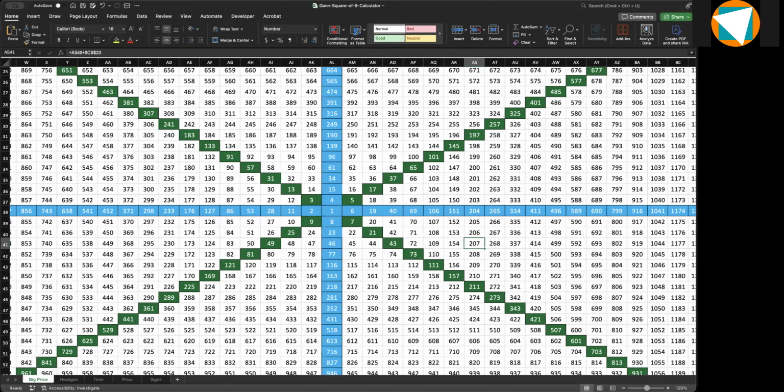This is your instructional video for the new TT Square of 9 inner script. And I'm going to start by explaining what the Square of 9 is. You're looking at one. This is in an Excel spreadsheet.